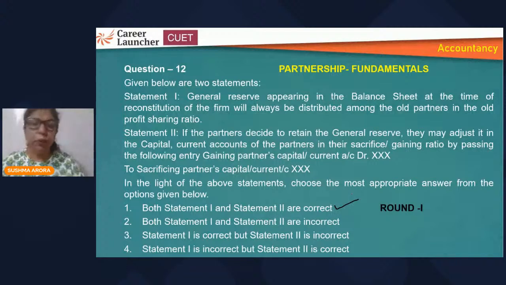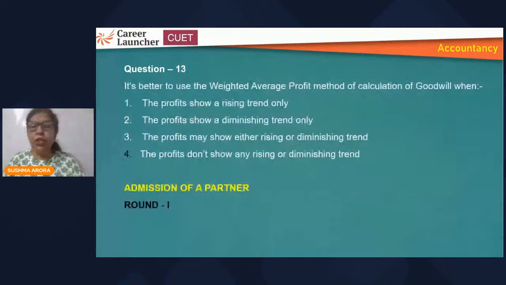Arunima, I'll solve your doubt on Telegram channel. Don't worry, beta. Now, it's better to use the weighted average profit method of calculation of goodwill when, see the question, when the profits show either a rising or diminishing trend. Then we have to use the weighted average profit method. Clear, children?